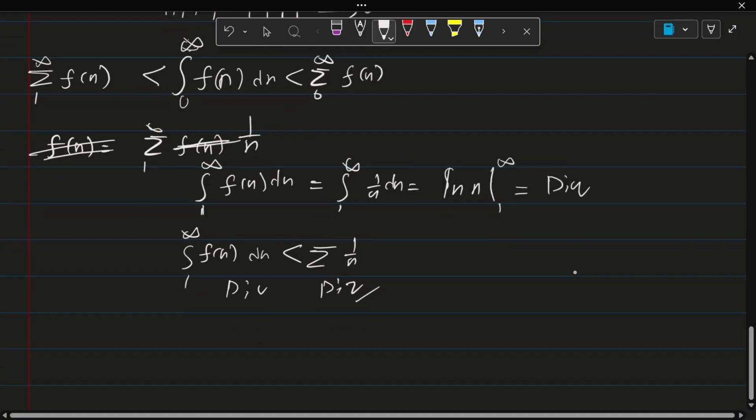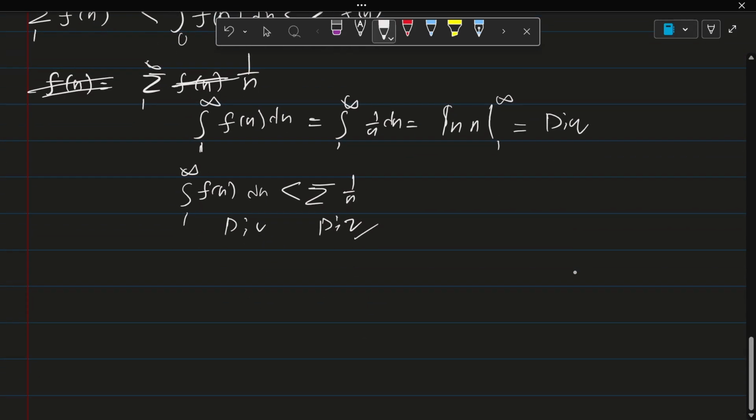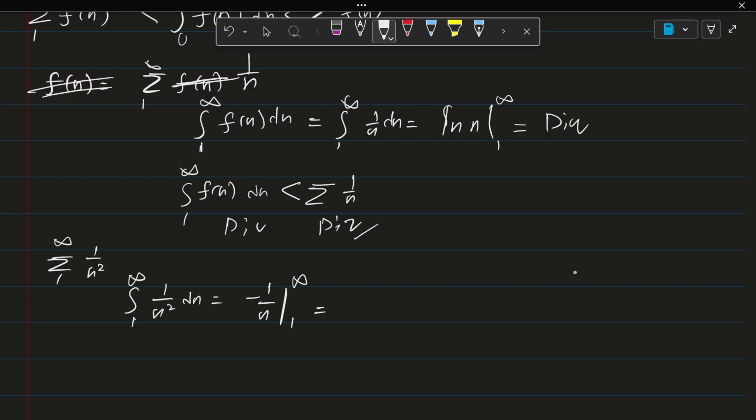Let's do another one. Maybe 1 over n squared. So for 1 over n squared, we will check the sum from 1 to infinity of 1 over n squared. And I want to know if this is convergent or not first. So we could try to check the integral from 1 to infinity of 1 over n squared dn. This is going to be negative 1 over n from 1 to infinity, which means this will go to 1.